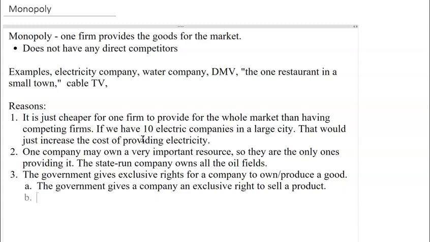It could also be that the government issues patents and copyrights to sellers. A patent is where, when I create a product, since I invented it, the government gives me an exclusive right to produce that product for a set number of years. It could be 10 years, 15 years, 20 years. And after that, it's available for everyone to produce.